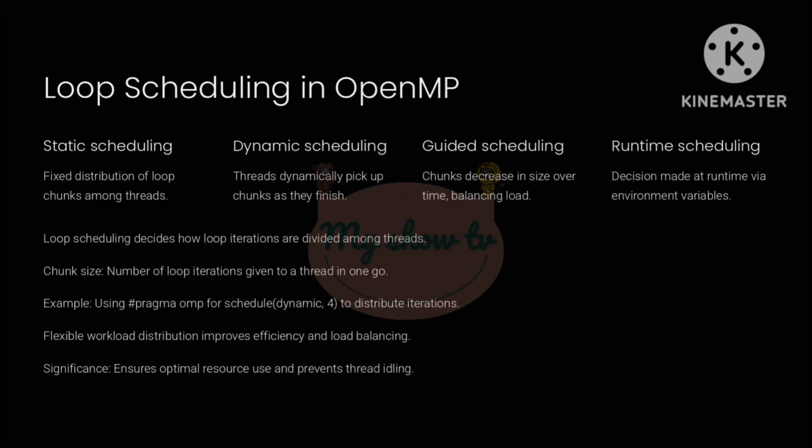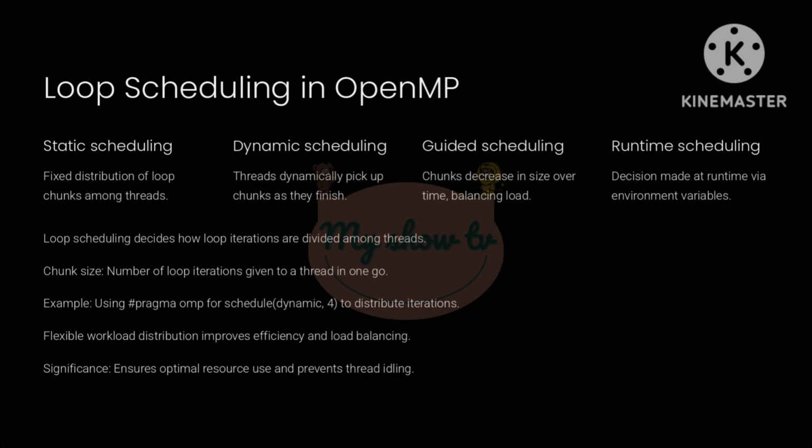Slide 7. Loop scheduling in OpenMP. Loop scheduling defines how loop iterations are divided among threads. 1. Static scheduling evenly divides work before execution. Best for loops with equal work per iteration. 2. Dynamic scheduling. Threads grab chunks as they finish, useful when work per iteration varies. 3. Guided scheduling, like dynamic, but starts with large chunks and decreases size to balance workload. 4. Runtime scheduling, scheduling decided at runtime using environment variables.